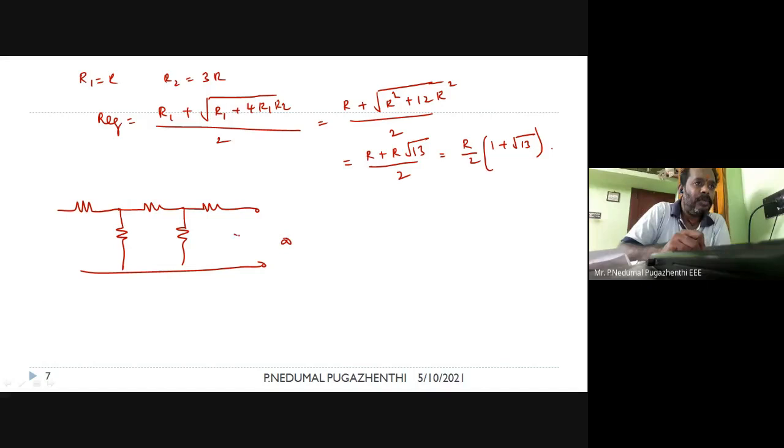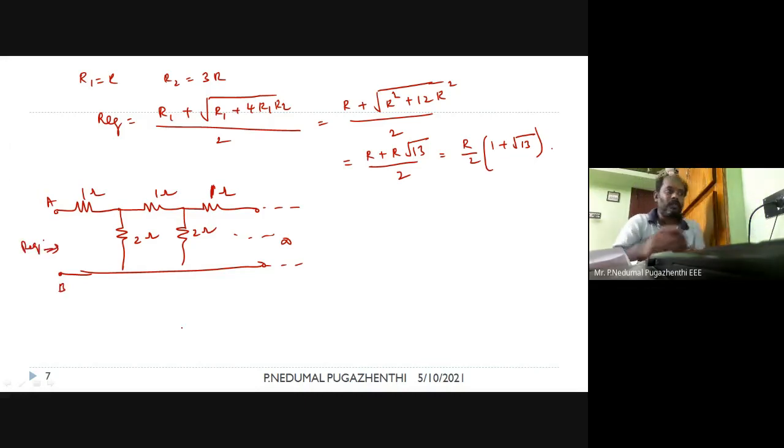Okay, this is infinite. This is going to be 1 ohm. This is going to be 2 ohms. 1 ohm, 1 ohm, 2 ohm. This is AB. Find the R equivalent.